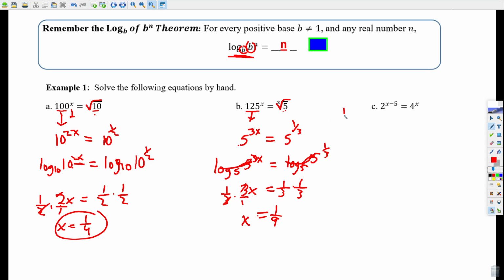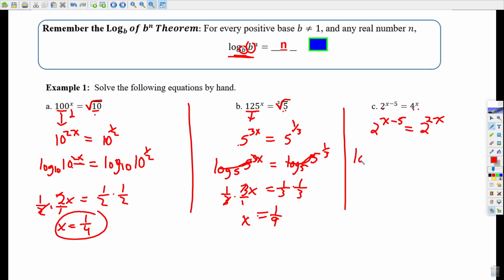And we have one more like this. Remember, we're doing these by hand. There's no calculator for this one. Here we have a 2 and a 4. We're going to rewrite the 4 so that way it has a 2 in it. So I'm going to keep this side the same, 2 to the x minus 5. And this side I'm going to change to 2 to the, well, how do you get 4? That would be 2 squared x. Bring the x down with it.